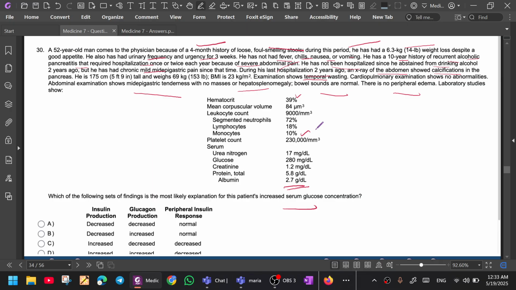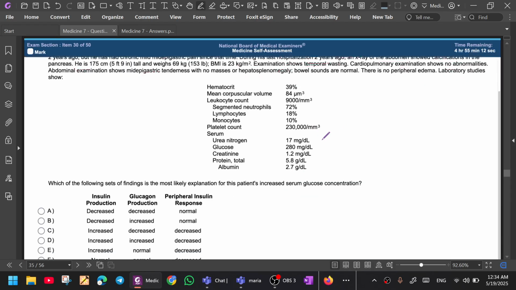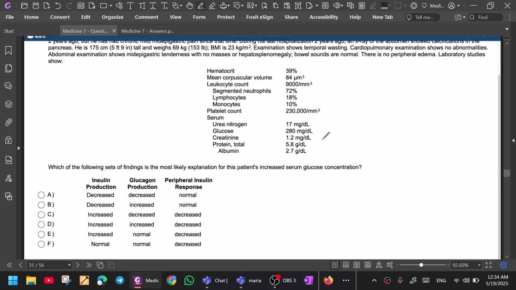If you are thinking about chronic pancreatitis, there is calcification in the pancreas, so chronic pancreatitis can happen. So in chronic pancreatitis, insulin would be high. Chronic pancreatitis, insulin will be high. Yes. What do you think?